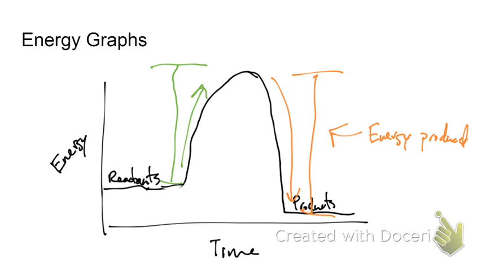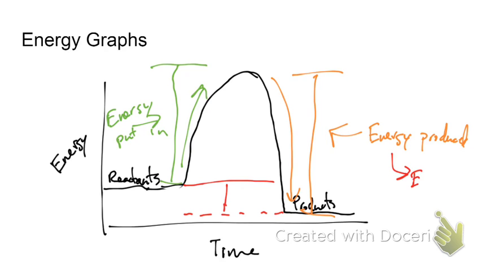This is the energy put in. And so there's a difference between the two. Between here and here, there's a difference. I can make that a little lower, so like from here. So there's more energy produced. When you have more energy produced, that's going to be exothermic. So this is an example of an exothermic reaction, because there's more energy produced than energy put in.